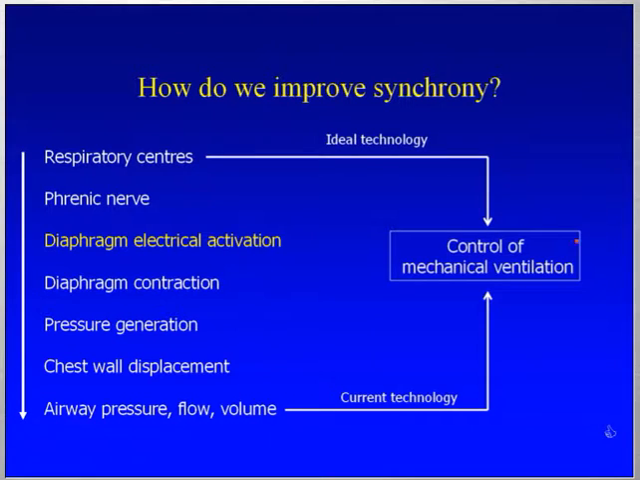Ideally, we would like to control the ventilator directly from the patient's respiratory centers, but this is not feasible. The phrenic nerve has been used to control a ventilator in the early 70s, but this has only been implemented in animal models. The diaphragm electrical activation is the signal which is the closest signal to the respiratory centers that can be measured in humans. And it is this signal that we use to control the ventilator, and that I'm going to present to you some data that we have about this today.